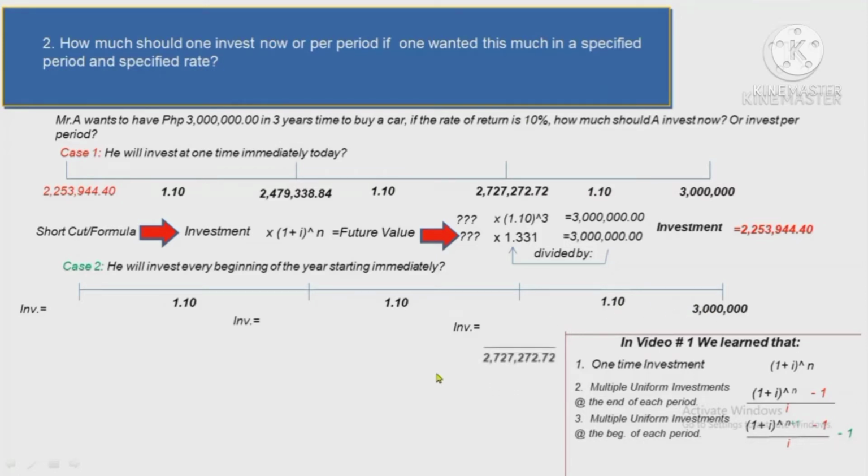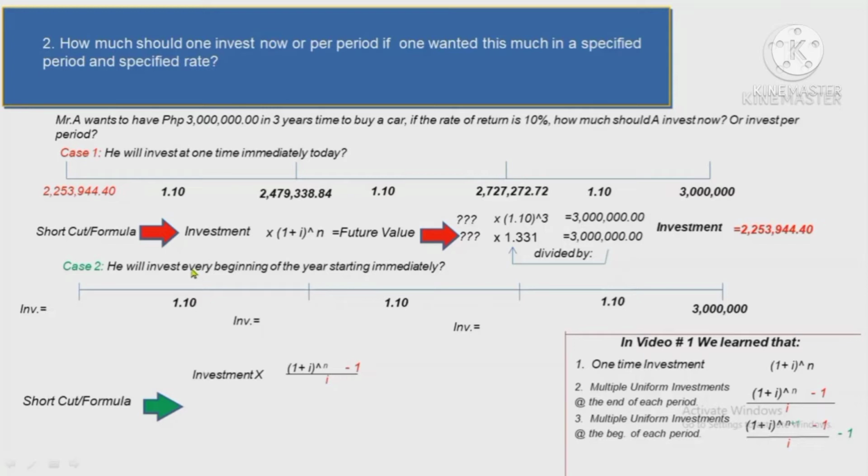So we have 2,727,272.72. And we cannot go back further because we don't know the amount of this one, and this one. So in problems like this, the timeline analysis cannot get the answer. So what do we do? Of course, we use the shortcut or the formula, which is investment times 1 plus i raised to the power of n. But since it talks about multiple investments, you have minus 1 and over i.